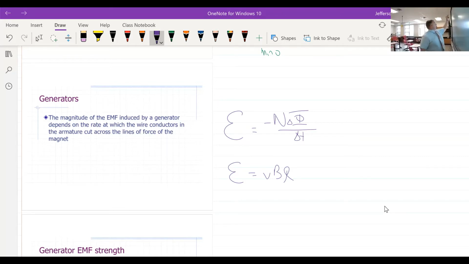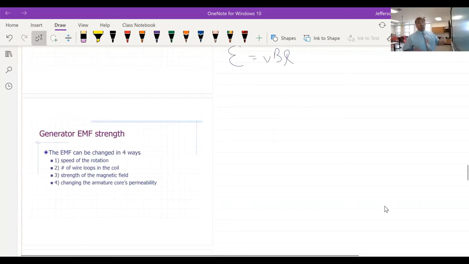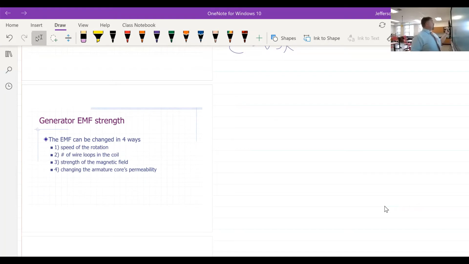Well, by changing that in our generator, we can increase the EMF in four ways. We can speed up the rotation. The faster you spin it, the faster it's going to cut through those magnetic field lines, the more current and the more voltage you get. The number of wire loops: each wire loop will produce a certain amount, so if you increase the number of loops, you increase the total. The strength of the magnetic field: more magnetic field lines to be cut, more current is being generated.